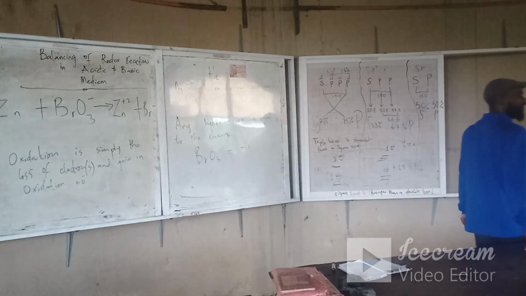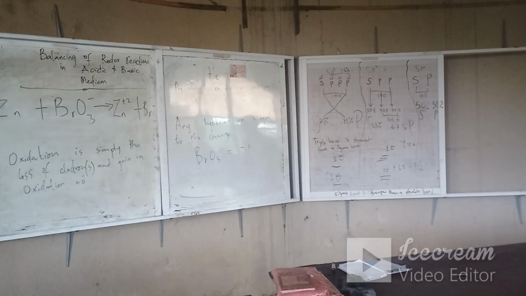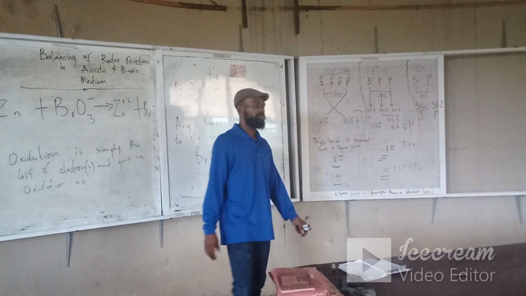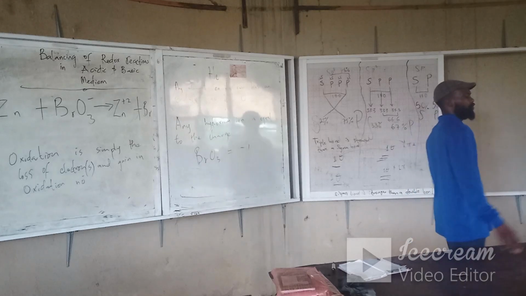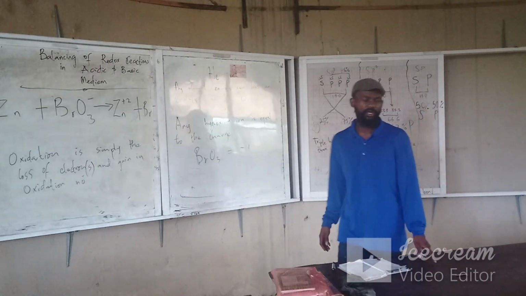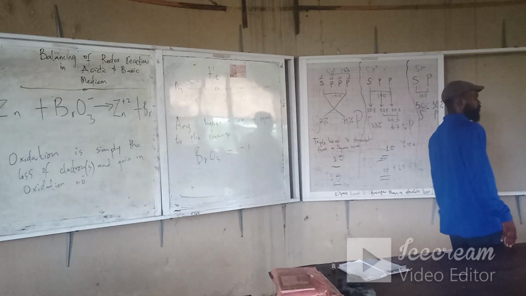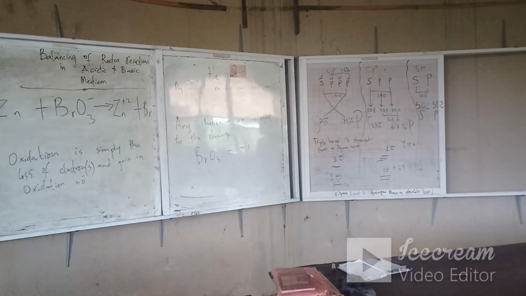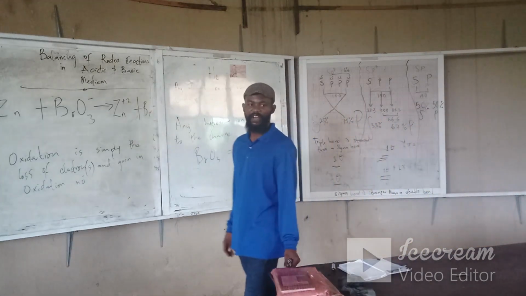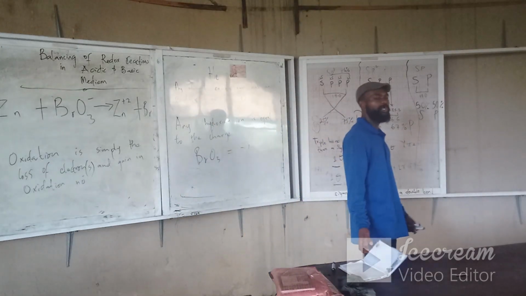Are you getting that? We say that metals undergo oxidation. This is because metals undergo ionic bonding, which involves the transfer of electrons from metals to non-metals. So whenever you lose electrons, you are said to be a metal.